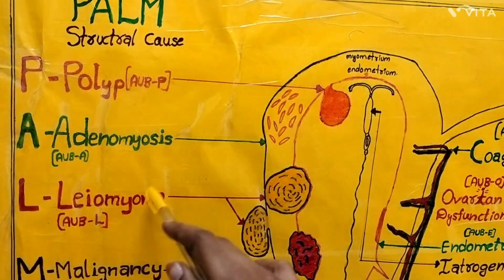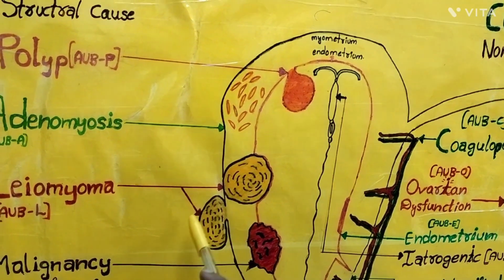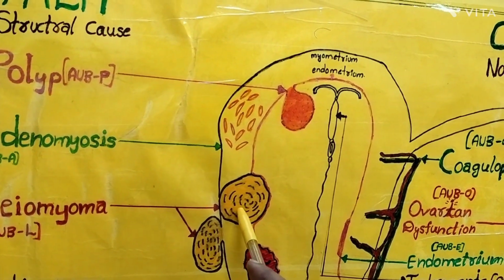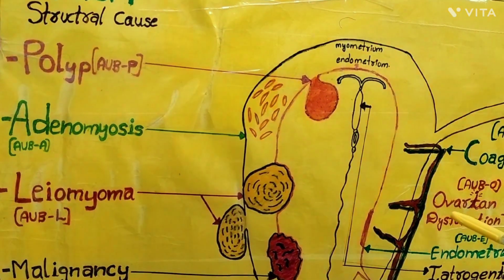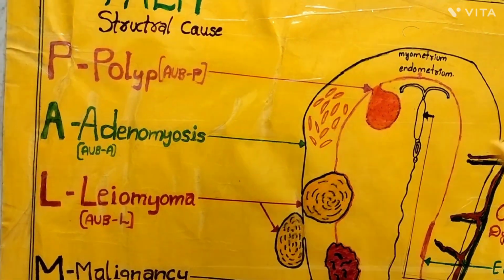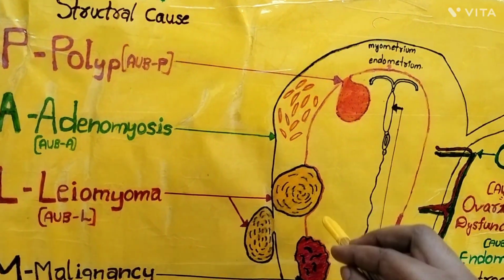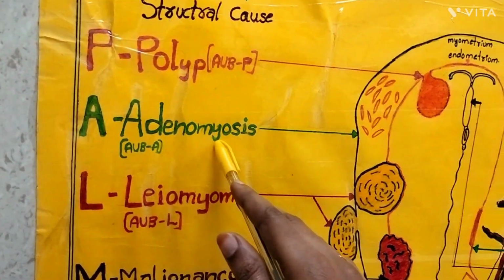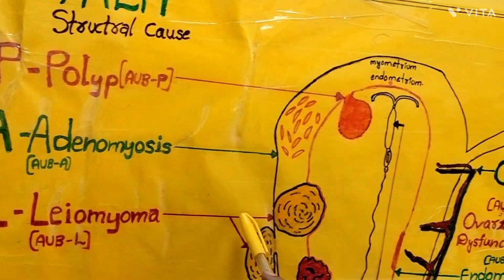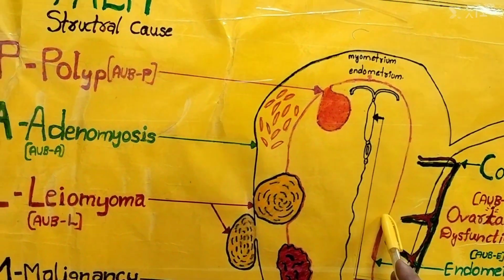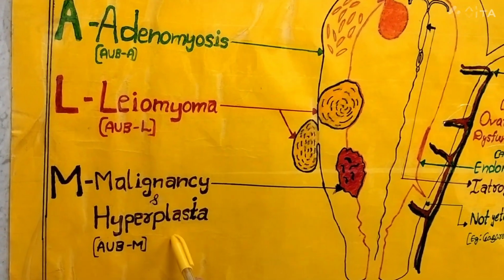Leiomyoma is a smooth benign tumor that develops in the uterus. It is divided into subserosal, intramural and submucosal. According to the FIGO classification, it is again divided into several subtypes, so we have to go through that classification based on their location and involvement of structures. In adenomyosis there will be heavy menstrual bleeding, and in leiomyoma also there will be abnormal uterine bleeding. Next we have to differentiate malignancy and hyperplasia.